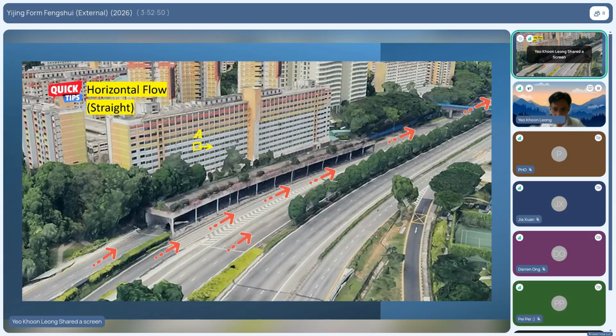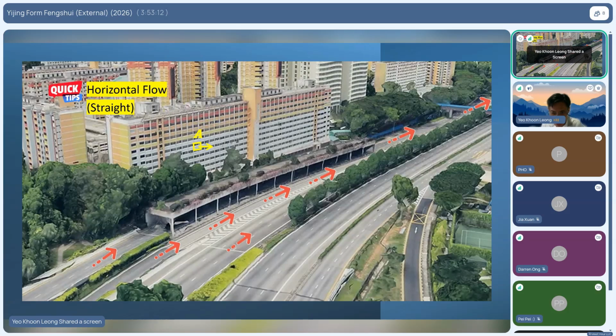Where was I? Okay, now focus on the near side carriageway. So this kind of water flow is what most masters will call 横水. 横水 means horizontal water flow. It can flow left to right. It can flow right to left. So in this case, it is right to left.